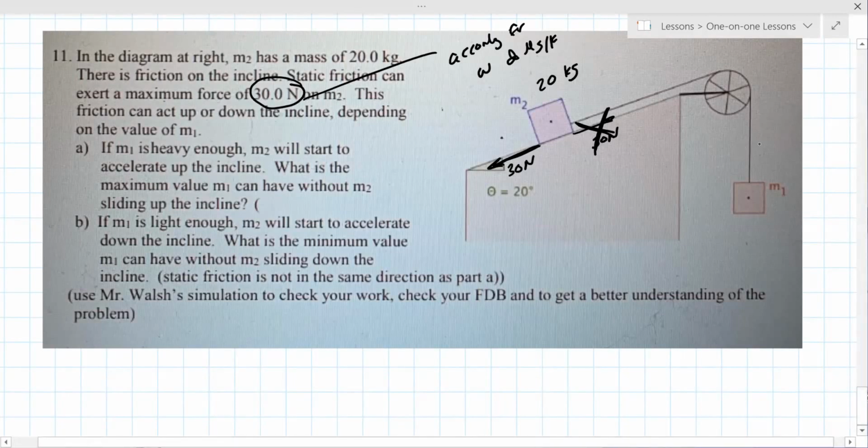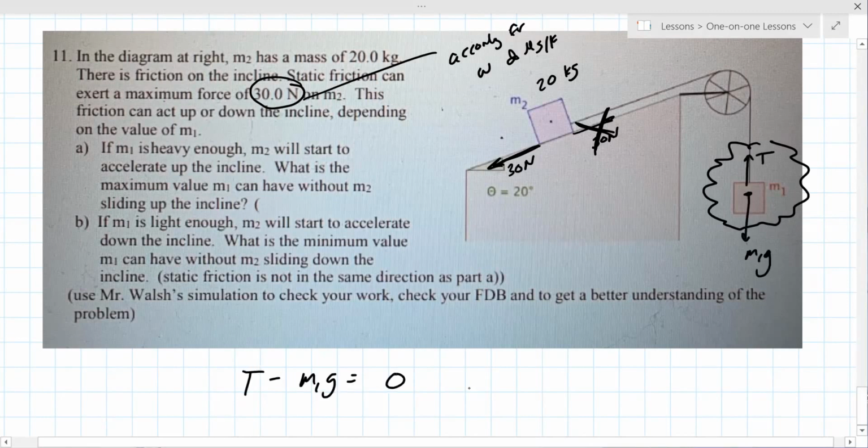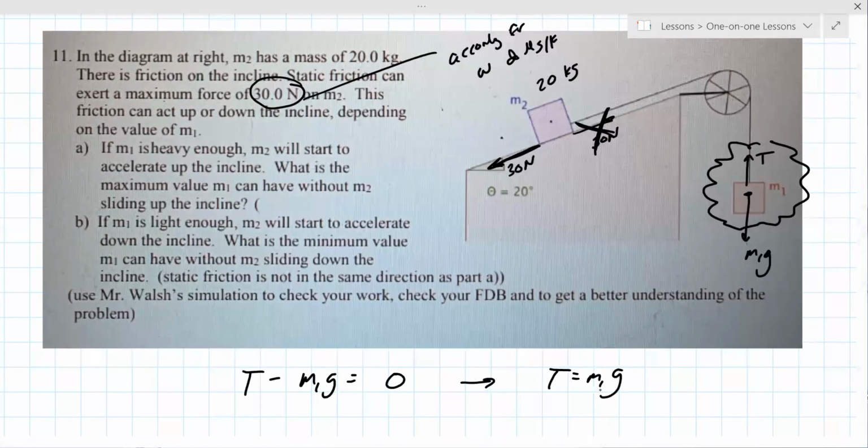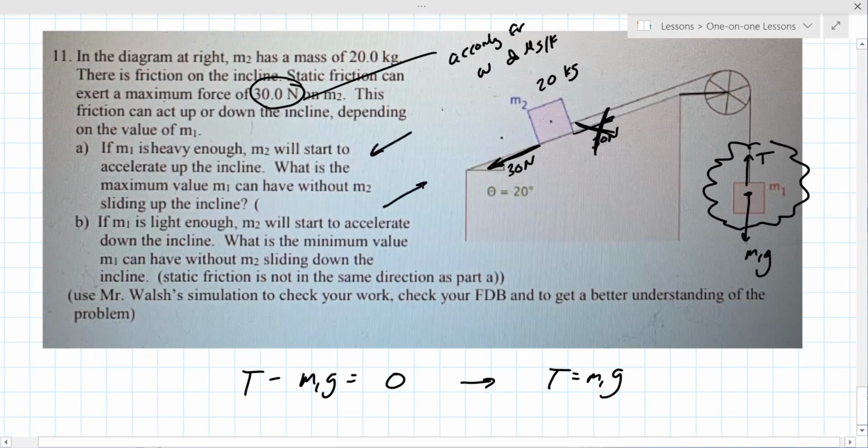So let's draw a free body diagram on M1. So we have tension up, M1G down. So we have T minus M1G equals 0. So that means that T equals M1G. I should probably make this clear. We're basically going to do one problem where the force is going down and then the other force is going up. That's all really the differences.